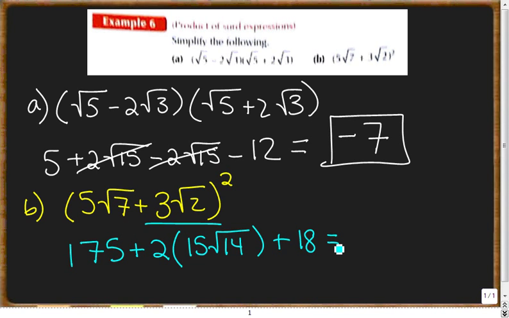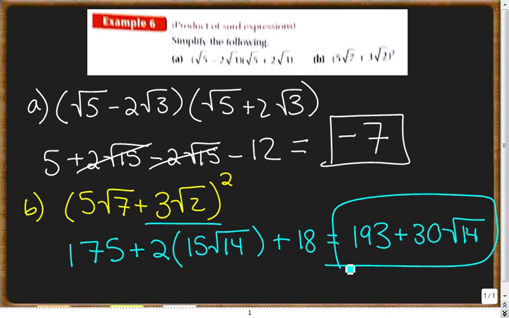And at the end of the day here, we have 193 plus 30 times the square root of 14. Nice, easy, clean answer. It's just about making sure that you know what is expected when the operation is taken out. Don't do the easy thing by just squaring the first term and squaring the second term. Realize that there's a combination of the two that is there because we have the separation of terms by addition.